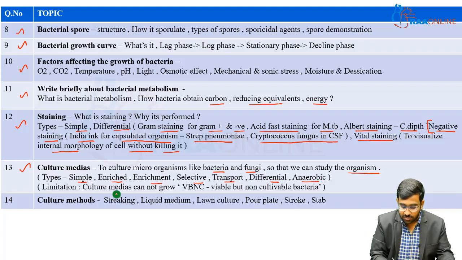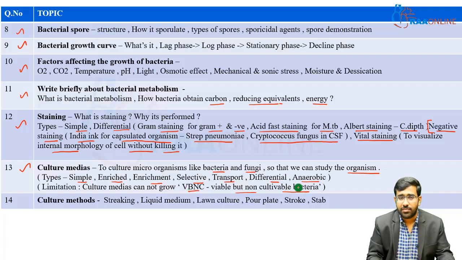You should also tell about the limitations, like it will not grow VBNC, that is viable but not cultivable bacteria, and viruses will not grow in this culture medium. And there are various other organisms that are not cultivable, like in the case of fungus we have Rhinosporidium, Lobomyces and Nemocystis, which will not grow in this culture medium.